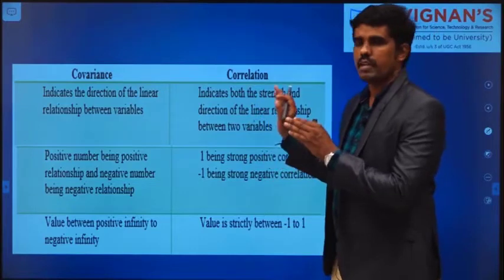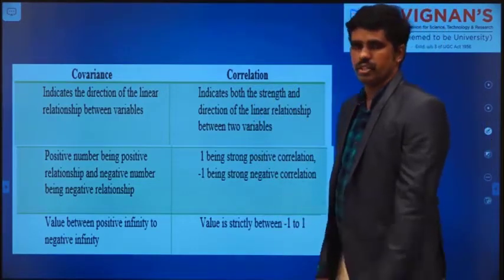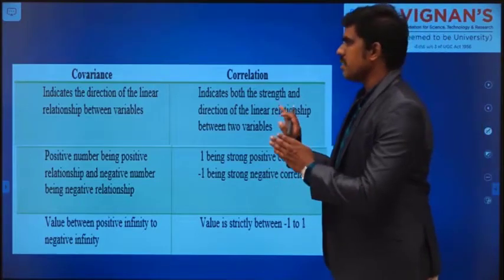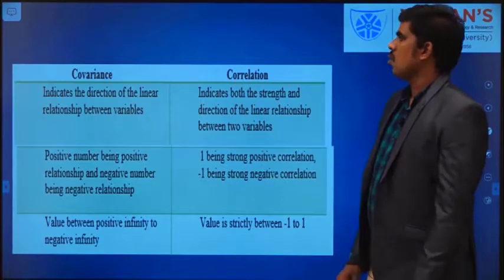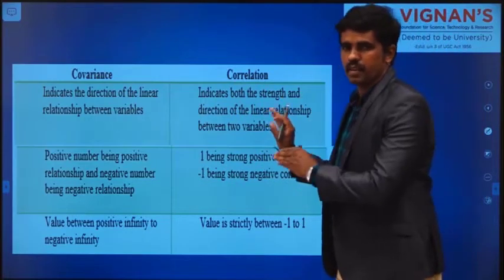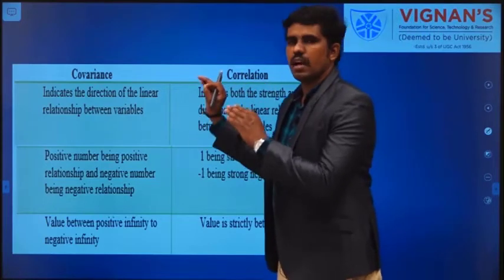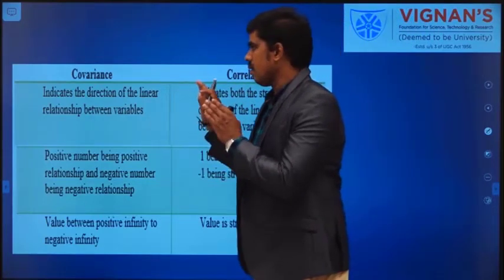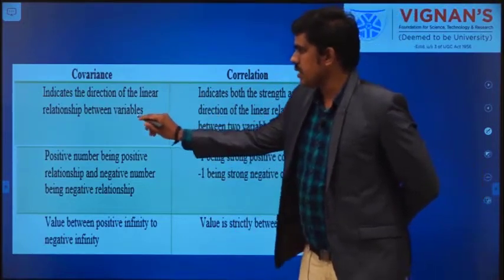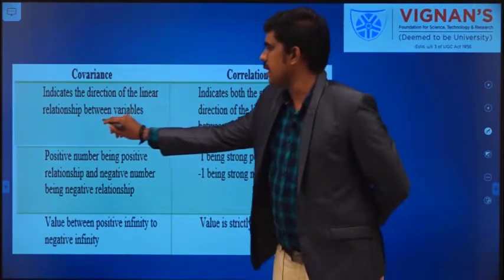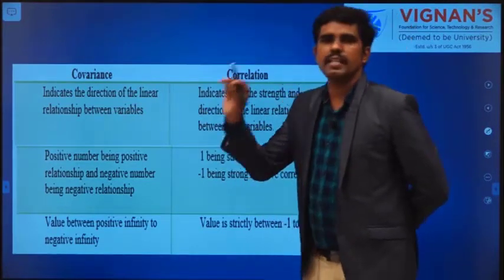You should know the difference between covariance and correlation. Correlation is somewhat an advanced, normalized version of covariance. Correlation is a better measurement. Covariance indicates the direction of the linear relationship between two variables. It will indicate only the direction.